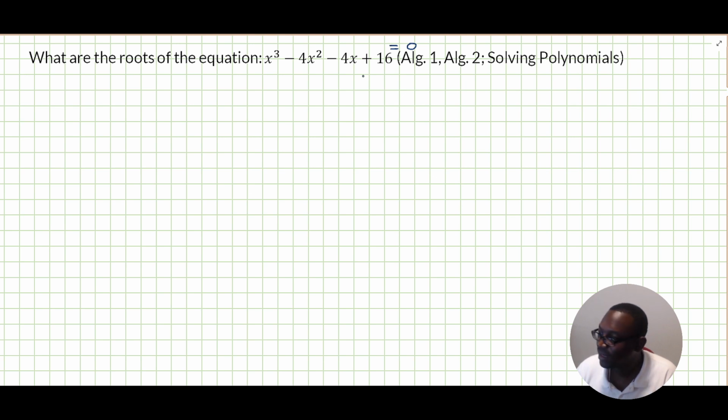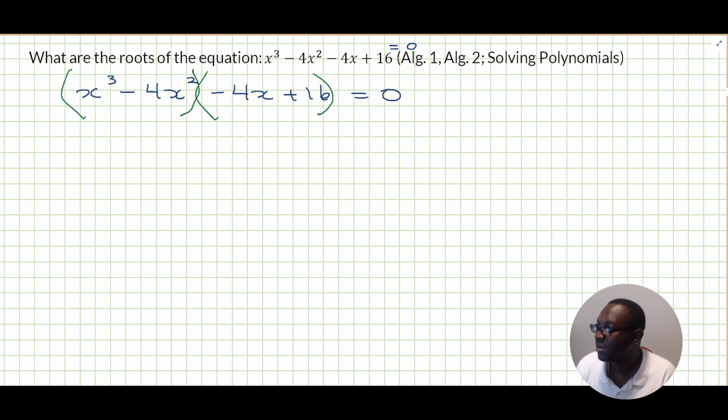Okay, let's go ahead and try this. So we have x cubed, x to the third power, minus 4x to the second power, minus 4x plus 16 equal to 0. So I'm going to create my groups here. This is one group right here, and this is another group right here, because we're solving this by grouping. So therefore, let's factor each one of them.